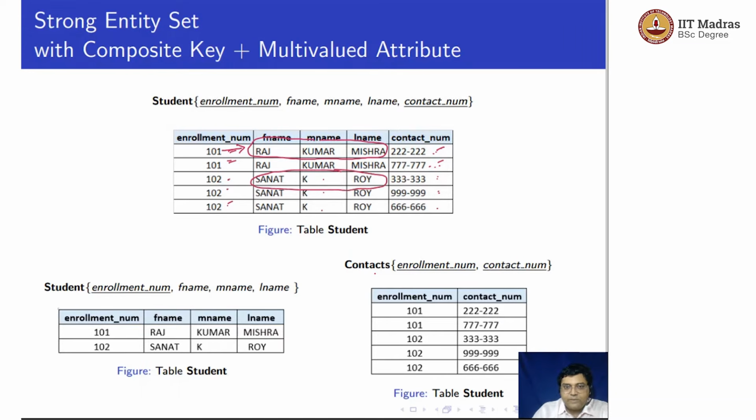Here also the same thing happens. This portion of the information is dependent on the enrollment number. So for each contact number, when I have to repeat the enrollment number, this information also gets repeated. So you can understand that will create a lot of redundancy in our table, right? Suppose a particular student has 5 contact numbers, in that case all the information about the particular student has to be repeated 5 times, right?